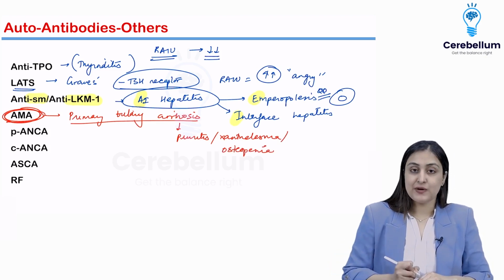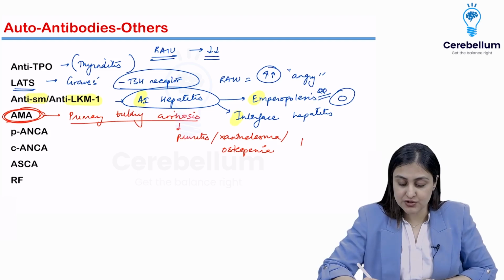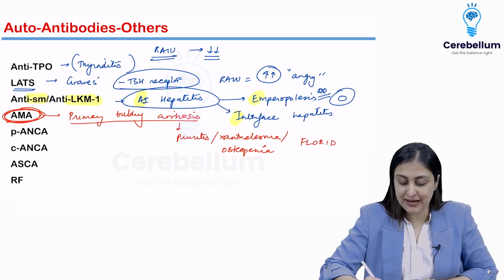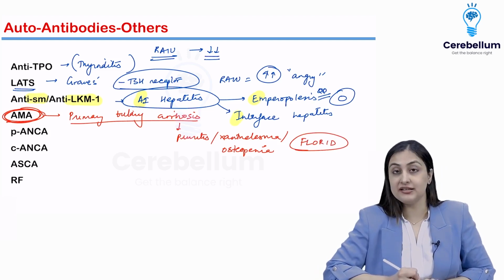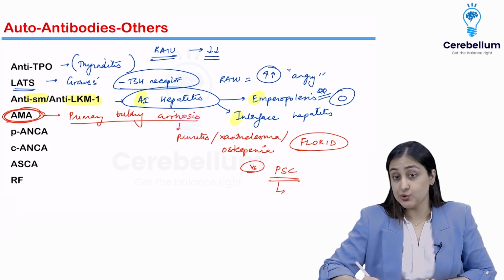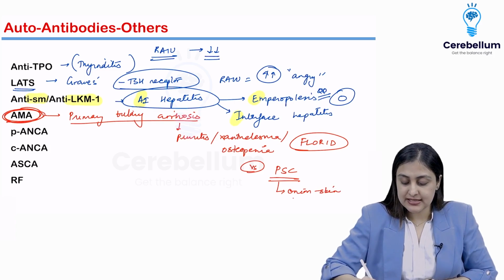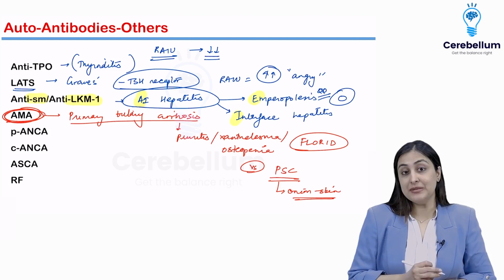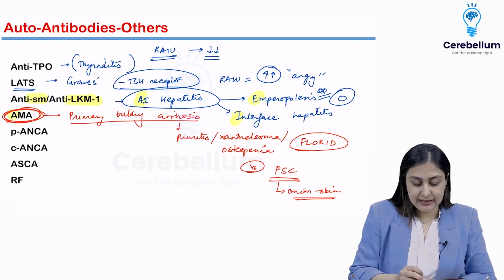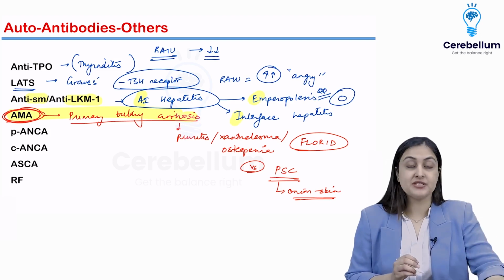Alright, so this is primary biliary cirrhosis, and here the histopathological marker is also very important. Remember, on histopath we have florid duct lesions. This is to be contrasted with primary sclerosing cholangitis, which is going to show you onion skinning duct lesion. Alright, so onion skin fibrosis around the bile ducts would be seen here. So remember, AMA is something which is very important for primary biliary cirrhosis.